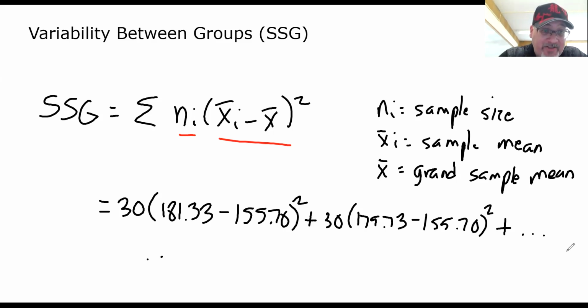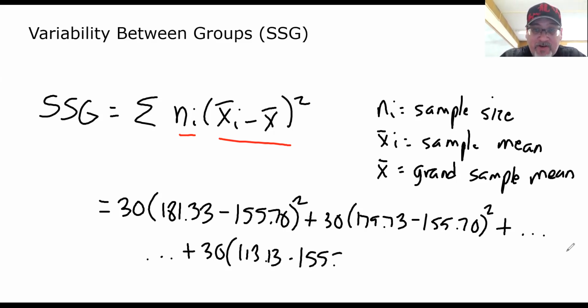Now, this one had 9 samples, so there would be a total of 9 addends, if you will. The last one still had a sample size of 30. Its mean was 113.13, and the grand mean is still 155.70. That would get squared. Now, what does all that equal?